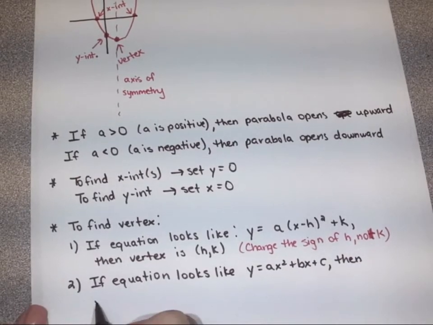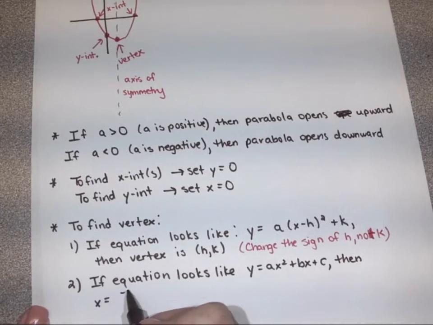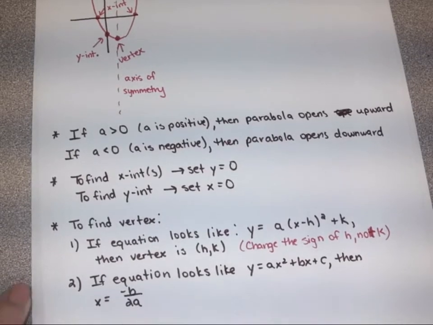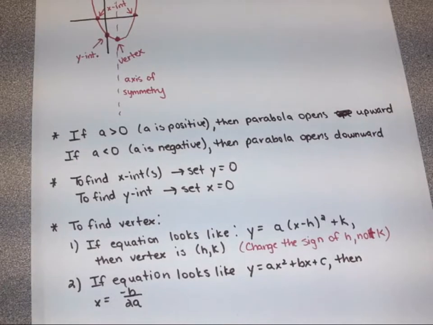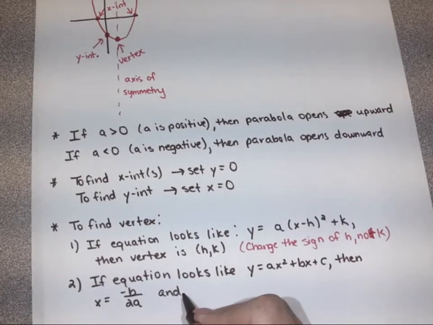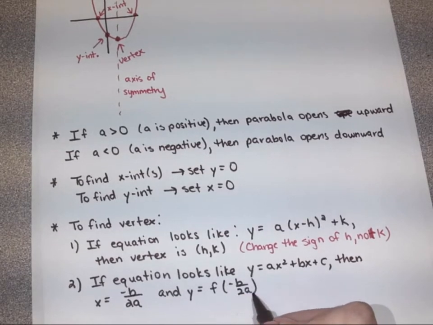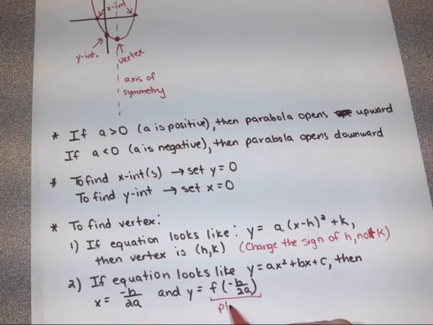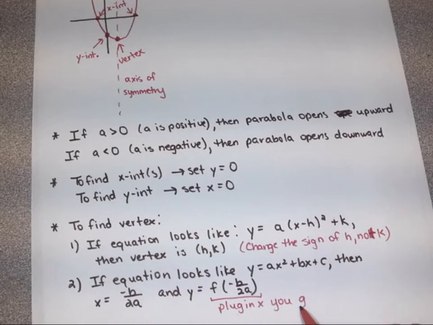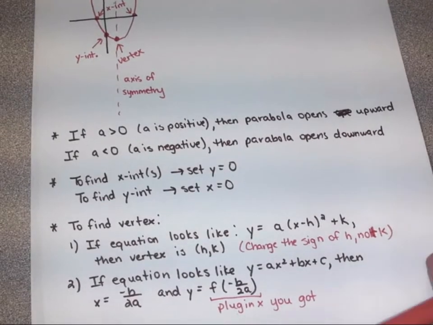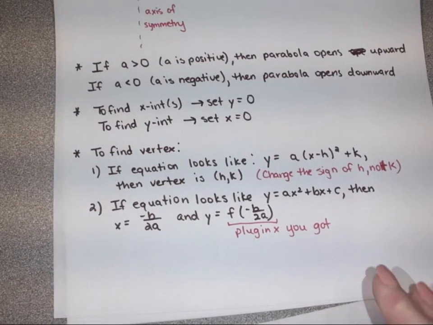then the formula to find the vertex looks like this. The x value of the vertex will be negative b over 2a, and the y part of the vertex will be f of negative b over 2a. Okay? Don't make that harder than it is. This just means plug in the x you just got. So you find the x value by doing negative b over 2a, and then you find its partner y by just plugging in that x.